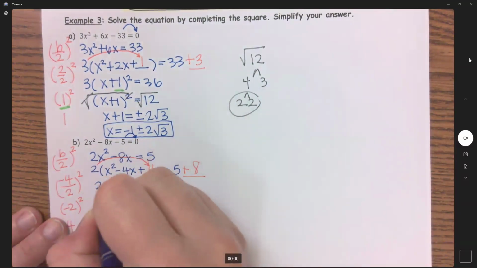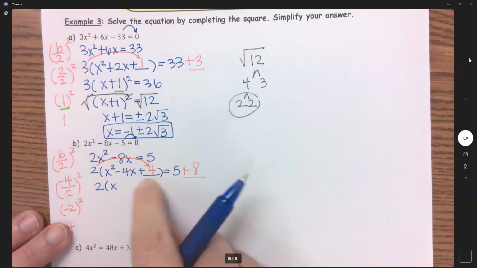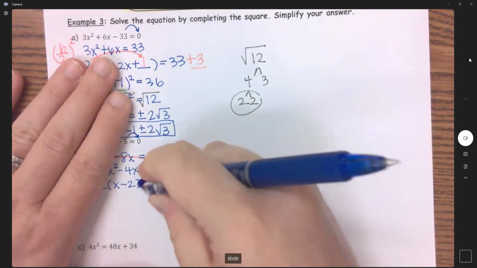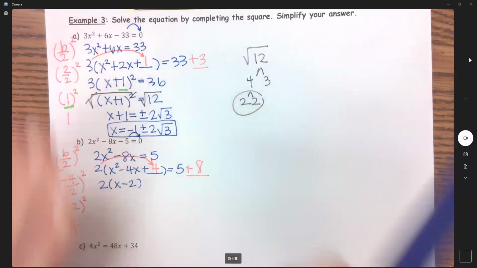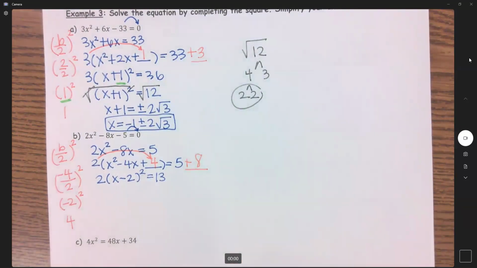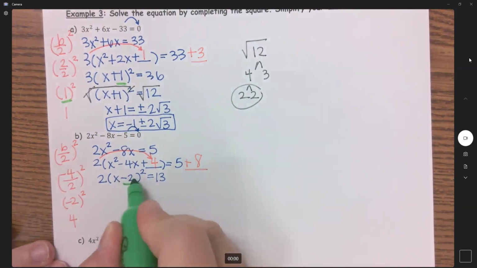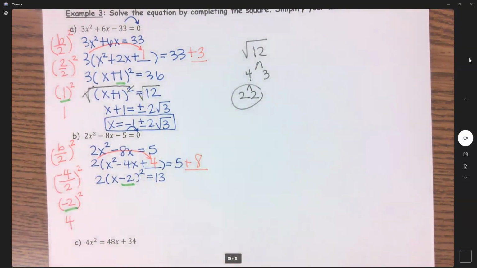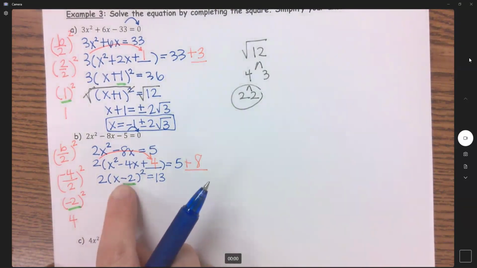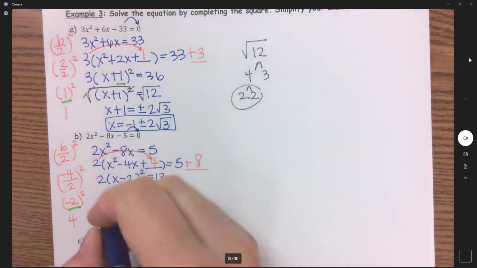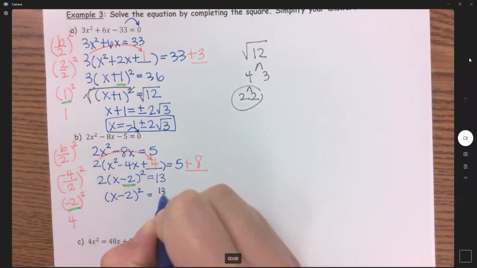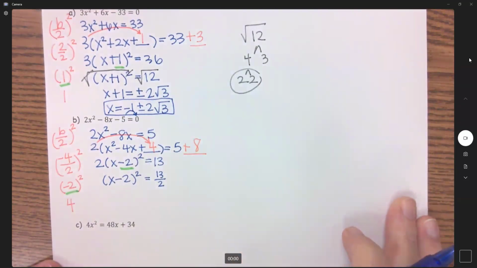So now let's factor. What multiplies to 2 and adds up to -4 is x minus 2 and x minus 2. So we get x minus 2 squared equals 13. Before I can take the square root, I have to get rid of this 2, because this is 2 times the square root. So I'm going to divide it over. So now I have x minus 2 squared equals 13 over 2. That doesn't simplify.